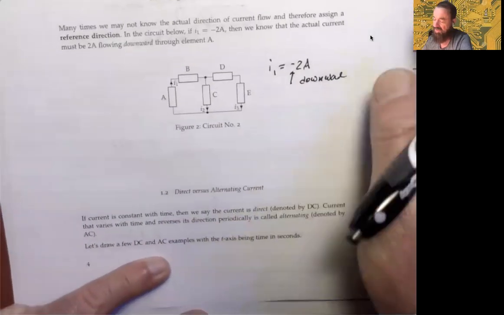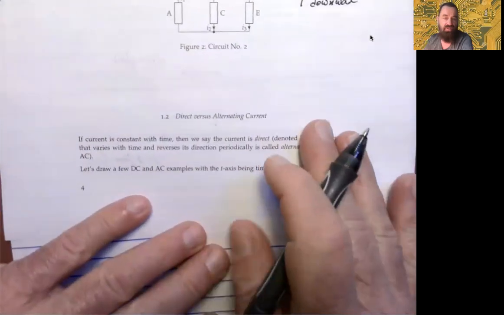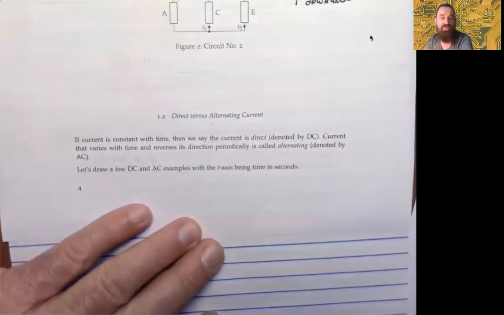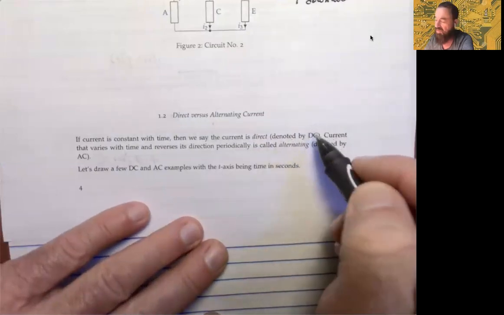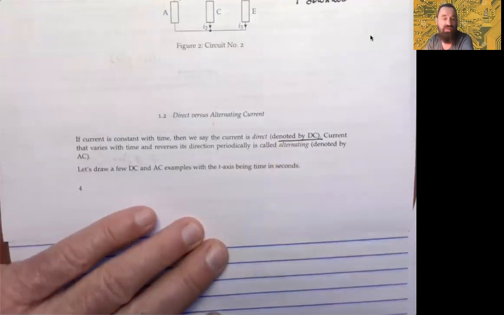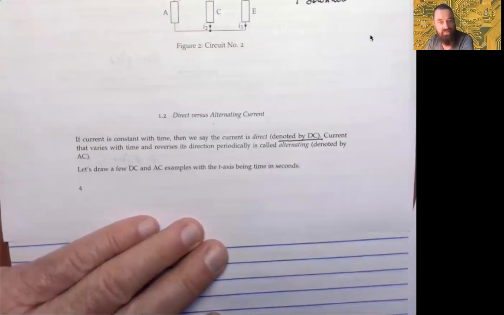So, of course, if we look at the bottom of page 4, if current is constant with time, that's typically what we would have in the case of a voltage source being a battery, and that's what's going to happen with direct current. Alternating current, however, is the case for which your current is actually changing value and polarity. It actually changes directions, so to speak. So it can change periodically.